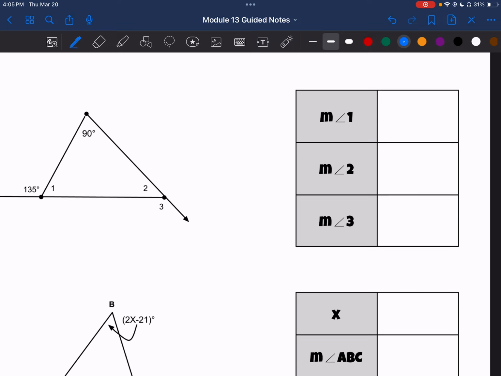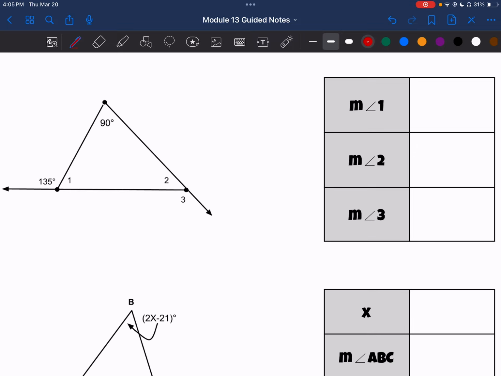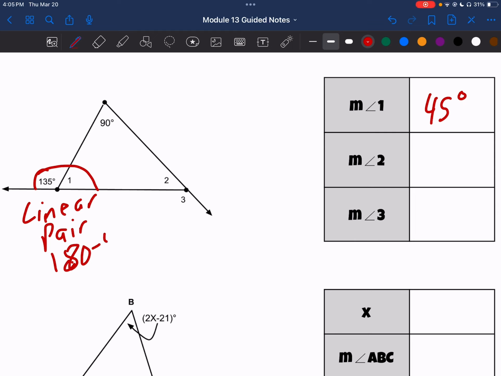All right, now if we're looking at this one, we're looking for measures of angles 1, 2, and 3, and we are using exterior angle theorem again. So if I want to find the measure of angle 1, that is a linear pair. So I'm going to do 180 minus 135, and I'm going to get that angle 1 is 45 degrees. All right, I'm going to show my work here. 180 minus 135, and that gets me 45 degrees.